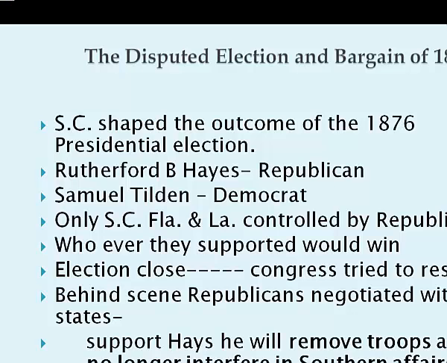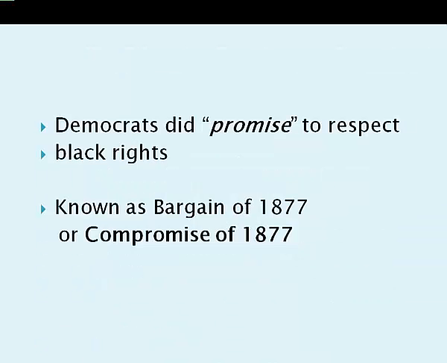Uh-oh. They did promise to respect black rights. And if you give us our vote, we will remove the federal troops from your area. It became known as the Bargain of 1877, or the Compromise of 1877, or the Corruption. Hayes quickly ordered federal troops to stand down and allowed Democrats in Louisiana and South Carolina to occupy the state governments there.